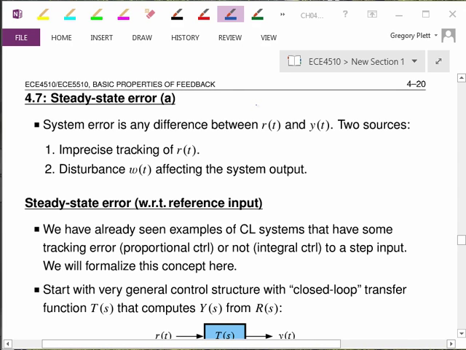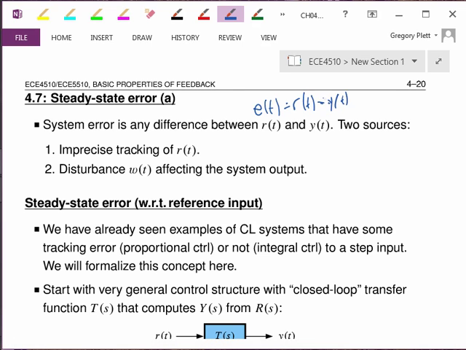System error is any difference between R and Y. So we calculate error of t equals R of t minus Y of t. Any difference, for any reason, between R and Y is error. There are 2 sources. One is that for whatever reason we're not tracking R of t well enough, even if there is no disturbance in the system. Our controller is just not sufficient to make that happen. That will cause an error.